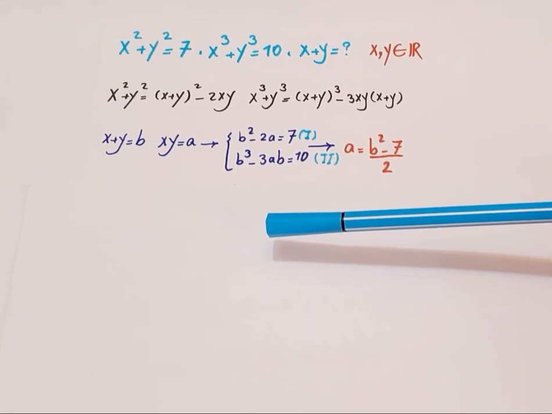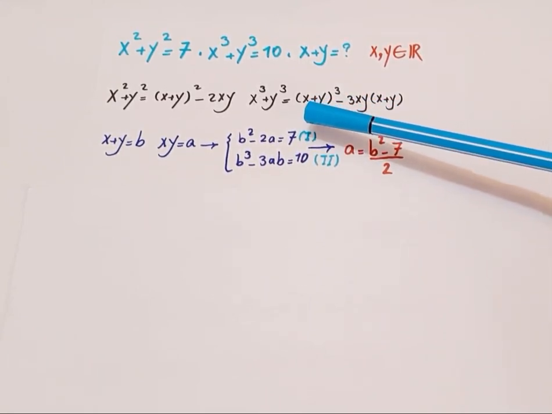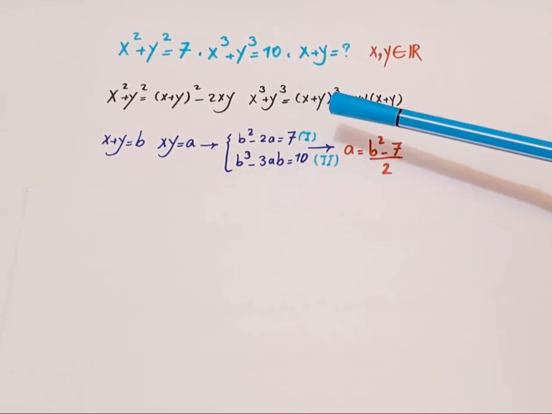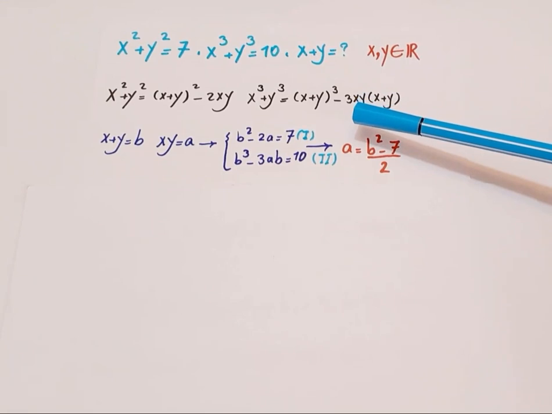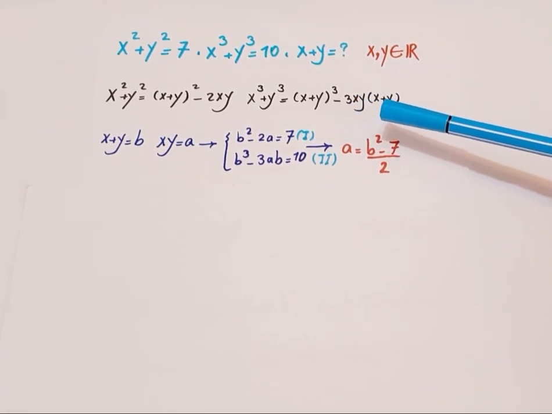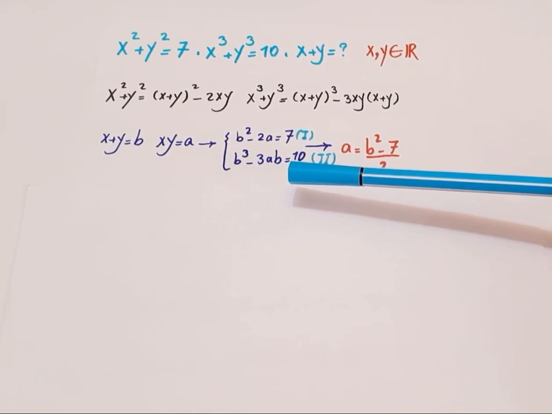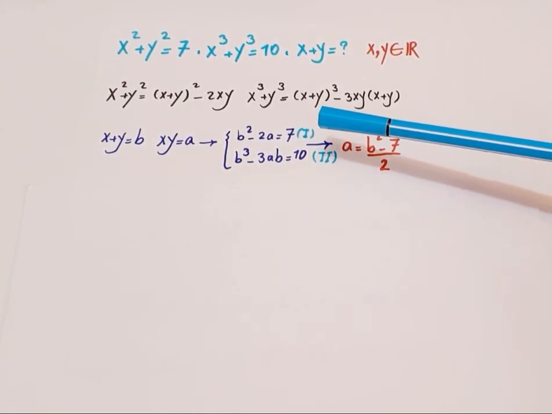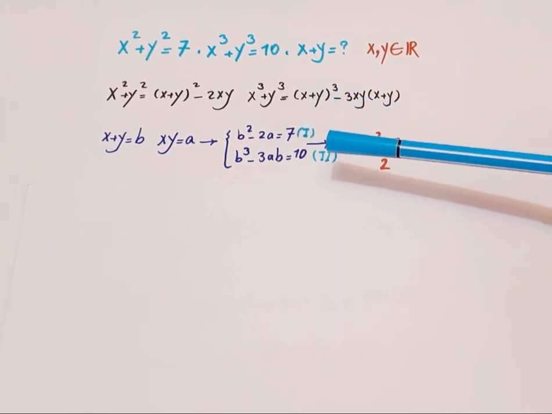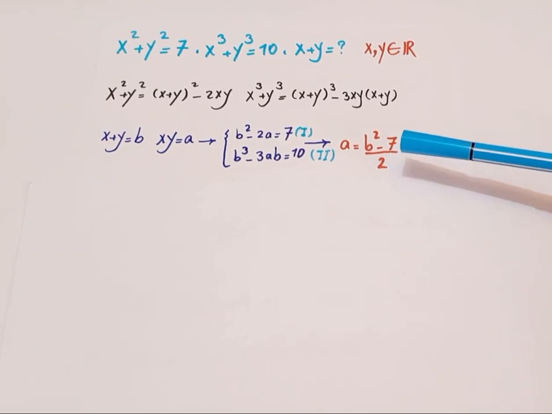For the second equation, I can write it with x plus y as b. So it means I can write b to the 3 power minus 3 times xy, that was equal a, and x plus y, that was equal b, so minus 3ab and equal 10. And if you look at the first equation, you can write a as (b squared minus 7) over 2.